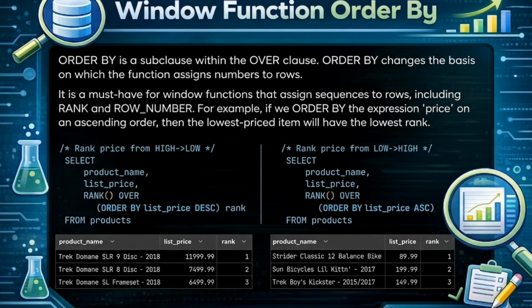So what's the key takeaway? The order by inside the over clause controls how rows are ordered, which directly impacts how ranking and sequencing functions behave. Ascending order highlights the lowest values first, while descending order highlights the highest values first. And that's how order by powers window functions in SQL.